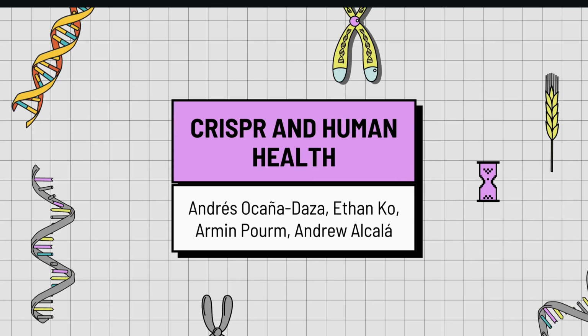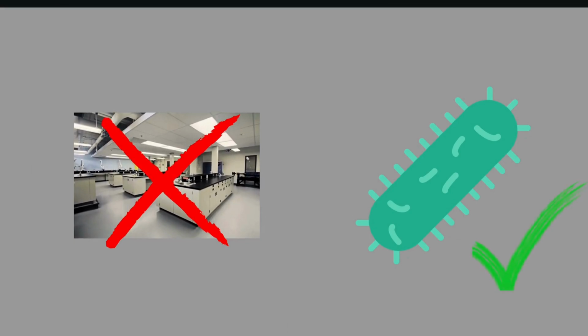CRISPR is an acronym that stands for Clustered Regularly Interspaced Short Palindromic Repeats, or simply a bunch of short DNA segments that are spaced out. Before we go into its effects, we need to figure out what that actually means. CRISPR was not something that someone randomly thought of someday in a lab. It was actually first discovered in bacteria.